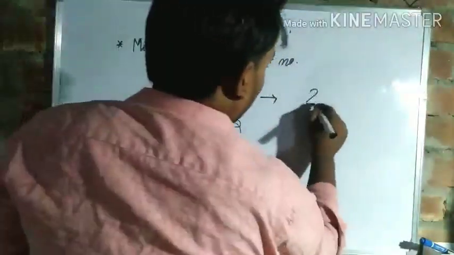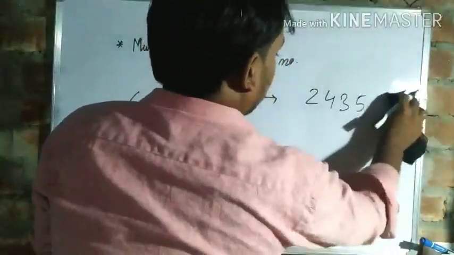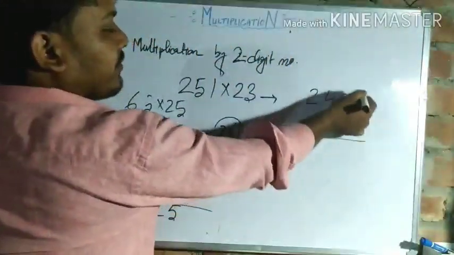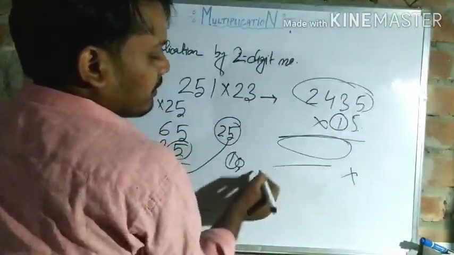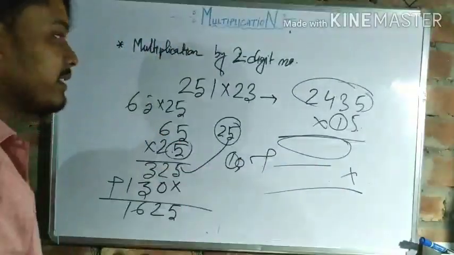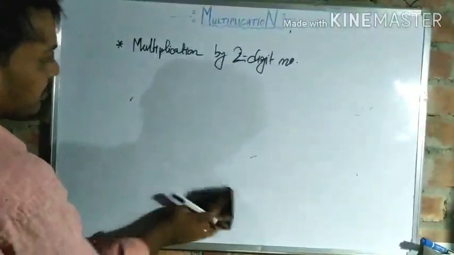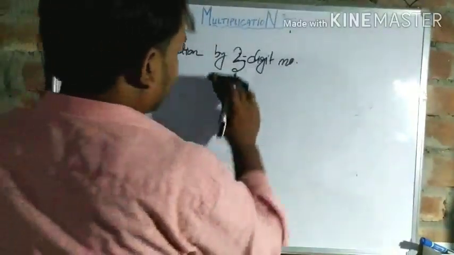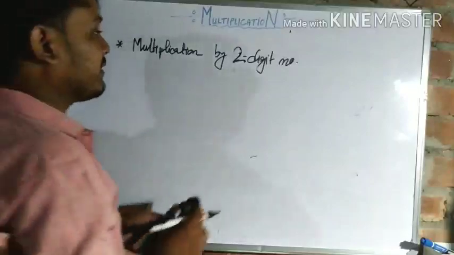a 4-digit number 2435 into 15. So 15 right here, and the process is the same. First we multiply 5 with this number right here, then last digit cross, multiply by 1 right here, and add these two values, you get the result. And multiplication by a 3-digit number is also the same. No need to discuss the 3-digit number now. Another thing is left.